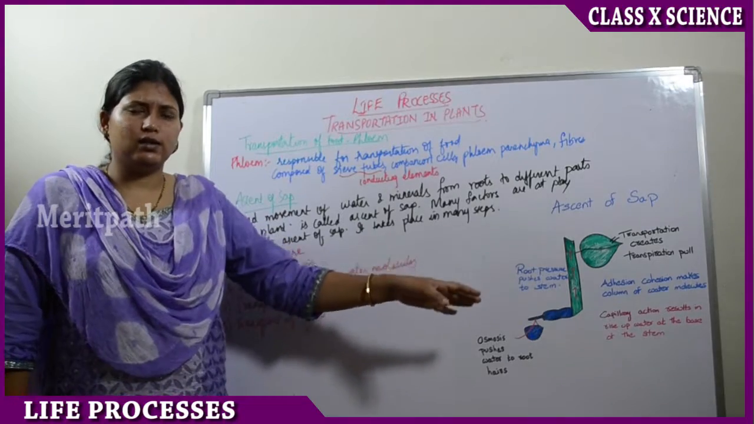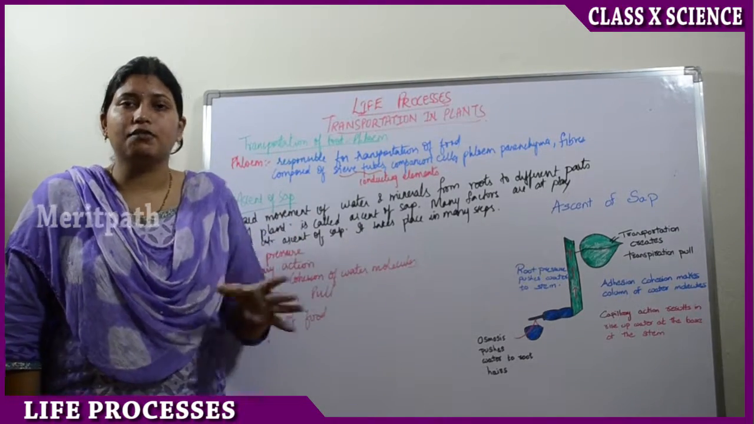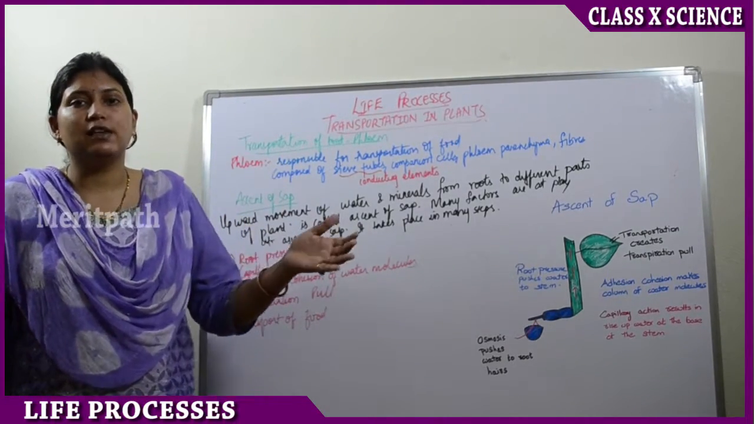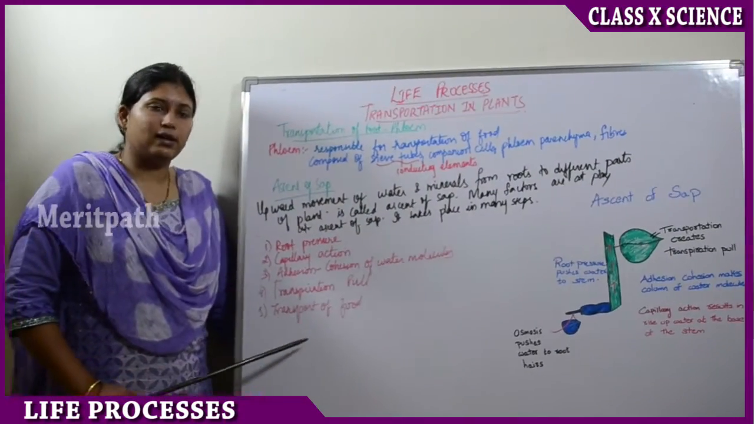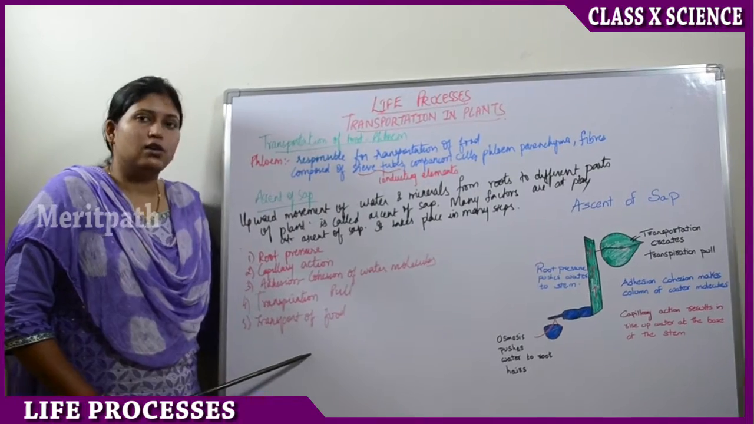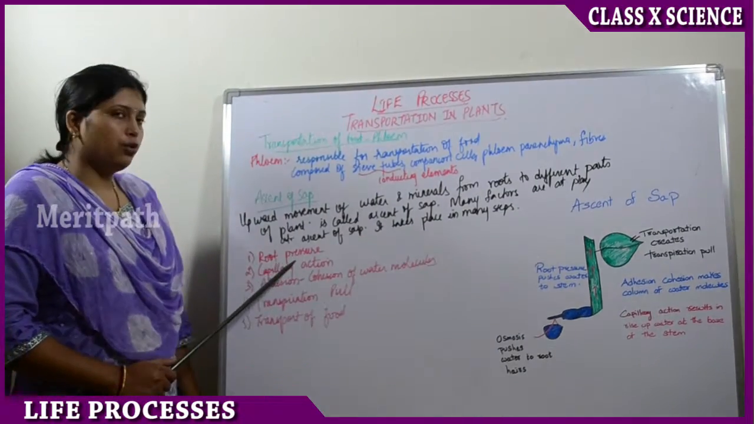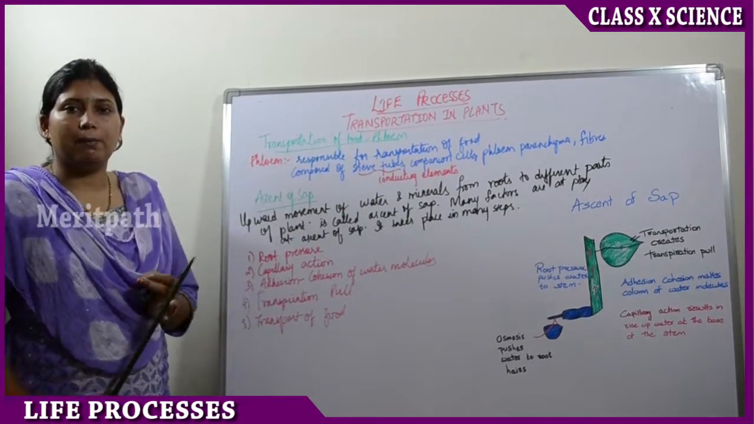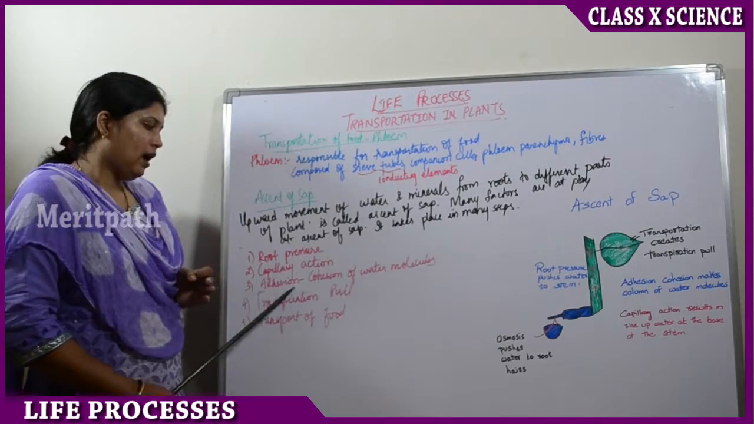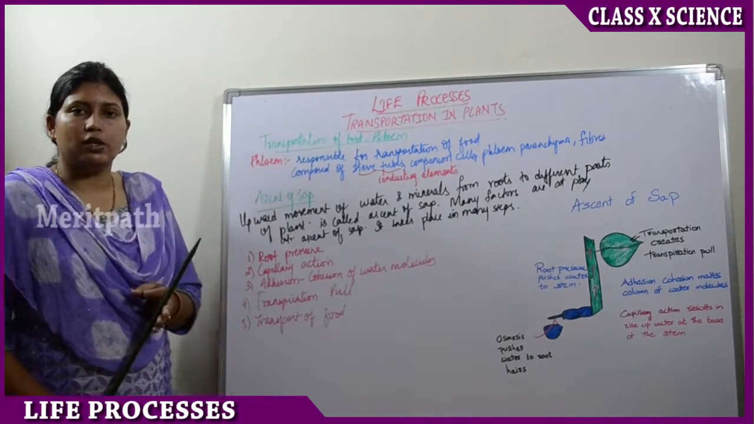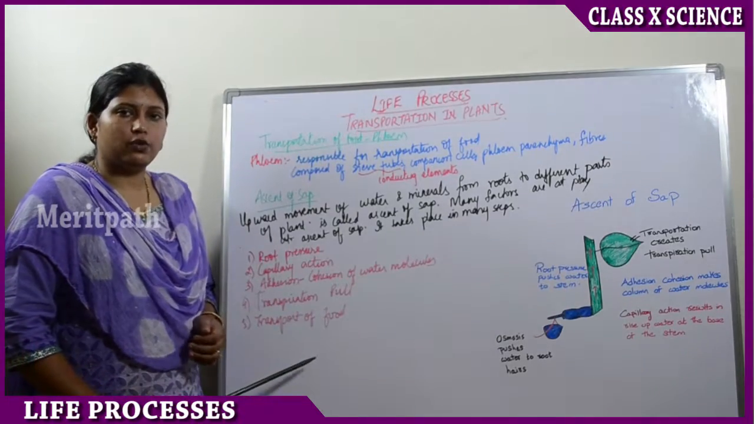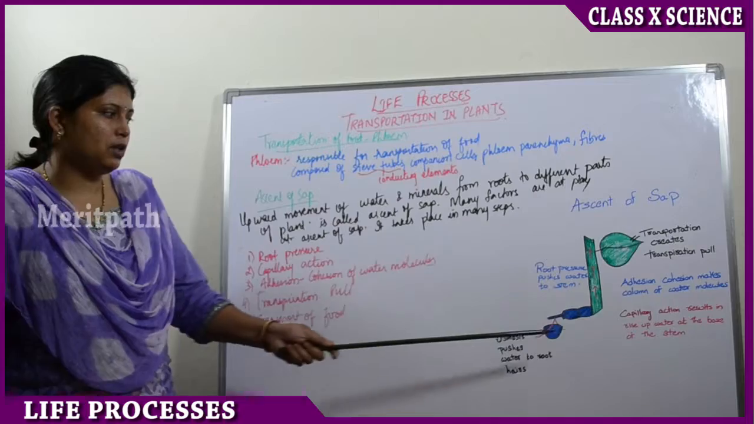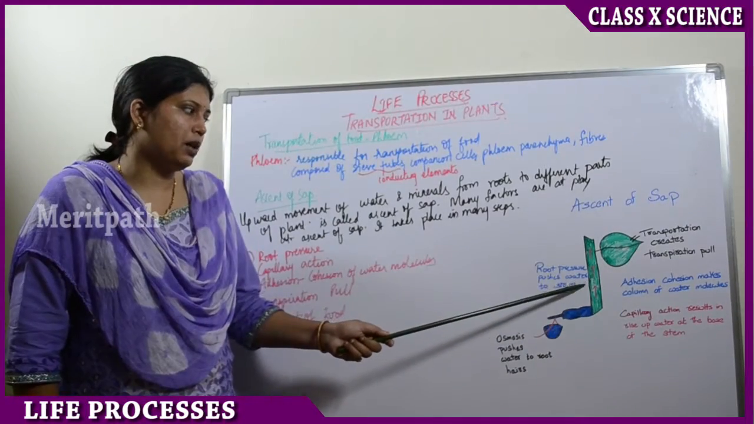So many factors are responsible for this ascent of sap, and it occurs in many steps. So let us see what are these 5 factors and what are these 5 steps. So the 5 steps are root pressure, then capillary action, then adhesion cohesion of water molecules, and transpiration pull and transport of the food. So from the roots, the first thing is root pressure.